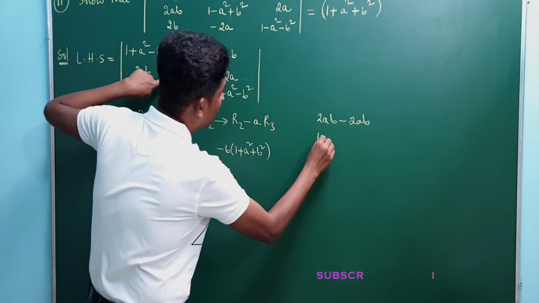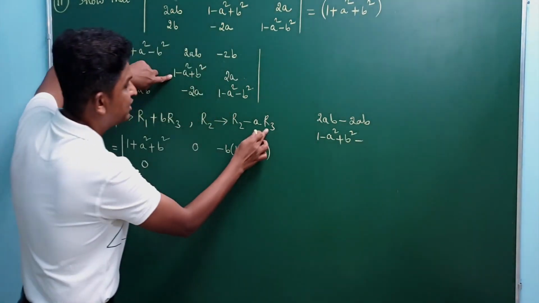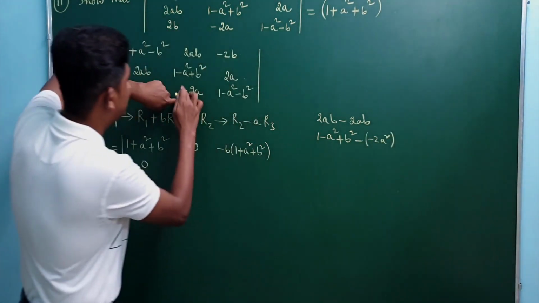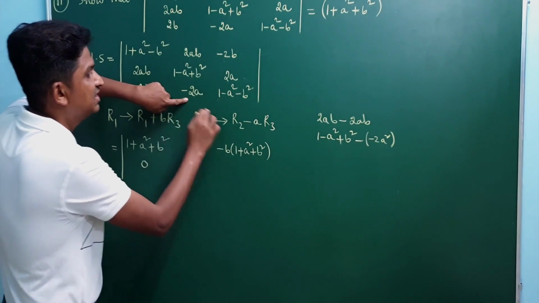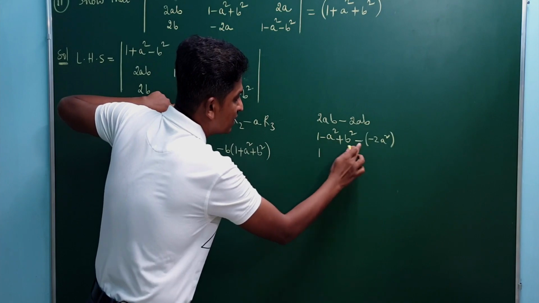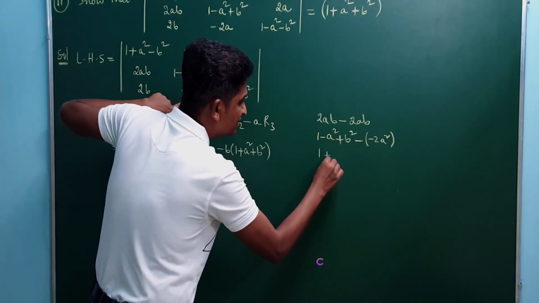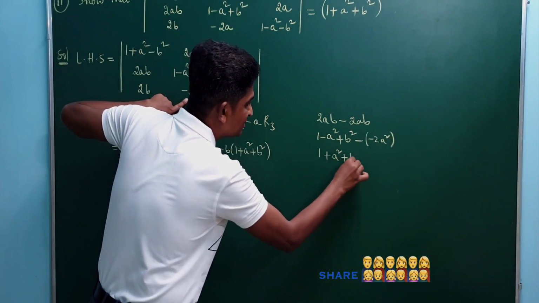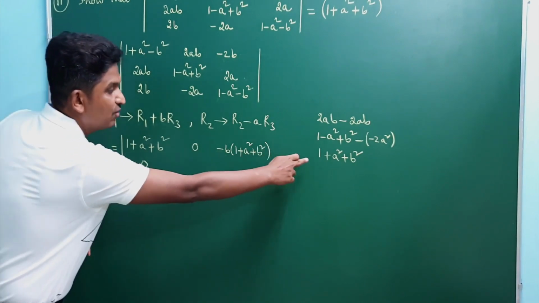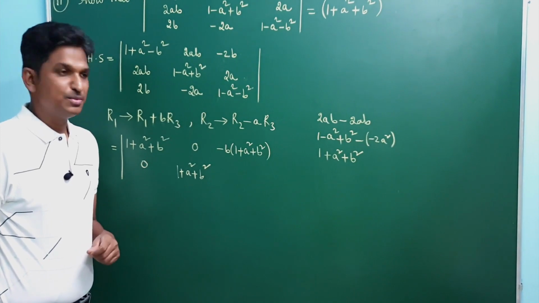Now you see this element. This element is 1 minus a square plus b square, minus a into this element. a into this element is, a into minus 2a is minus 2a square. Simplify this little bit. What will you get? This is minus a square, and minus of minus is plus. Minus a square plus 2a square is plus a square plus b square. So when I apply this operation, what am I getting here? I am getting 1 plus a square plus b square.